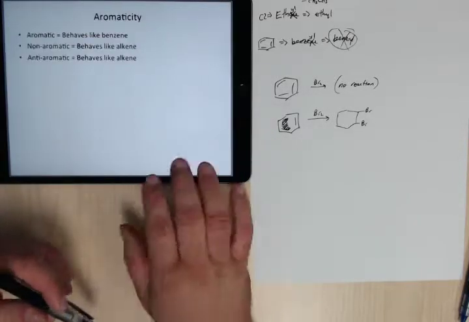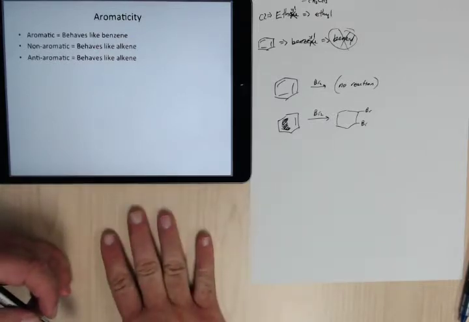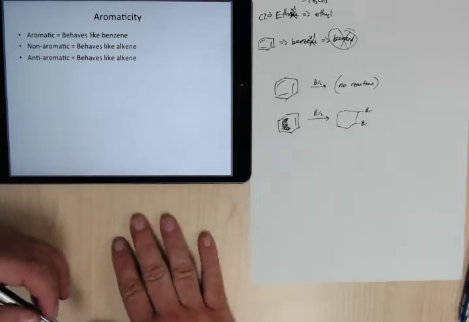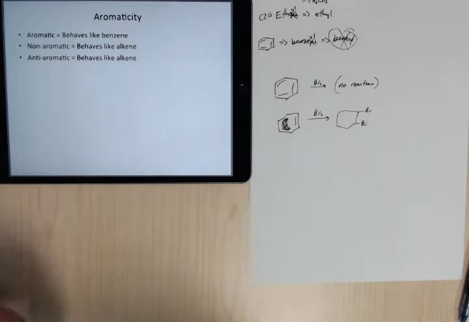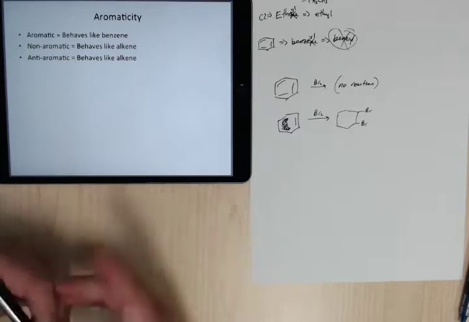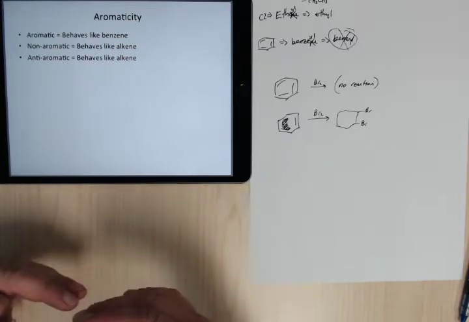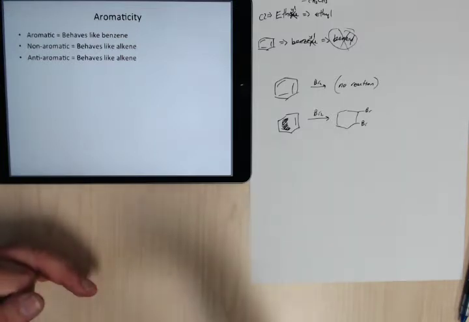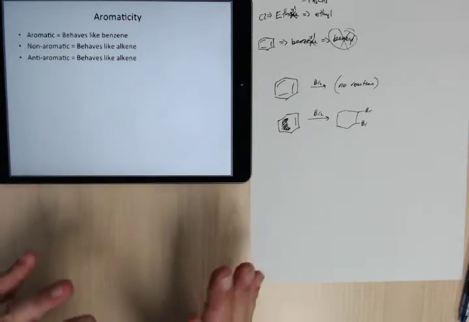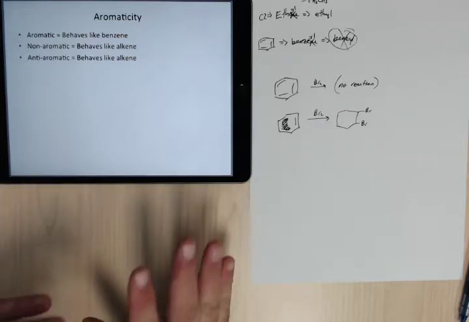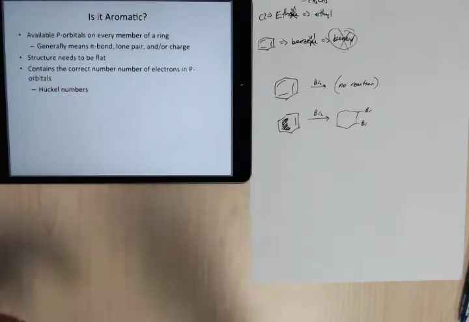This characteristic of being like benzene, where you have this extra stability, is called aromaticity. When we initially think about things that are aromatic, we think of things that smell good. That's why they originally looked at this, because a lot of these smelled really good, and so they just kept the name aromatic. If it behaves like benzene, we call that aromatic. If it doesn't, it's either non-aromatic or anti-aromatic, and there's a slight difference between the two. The chemistry is going to behave more like alkene type chemistry. So, is it aromatic?